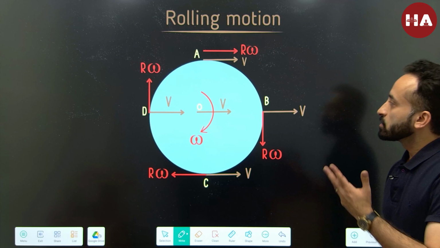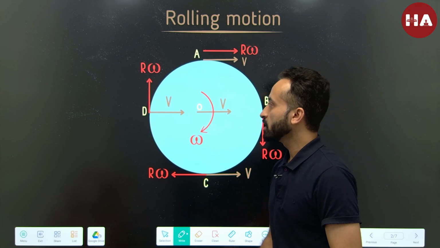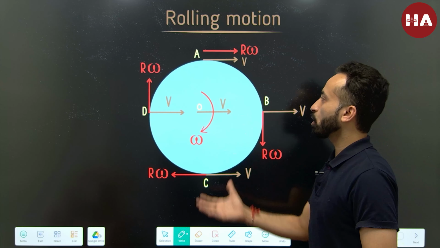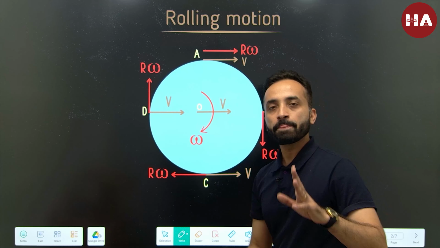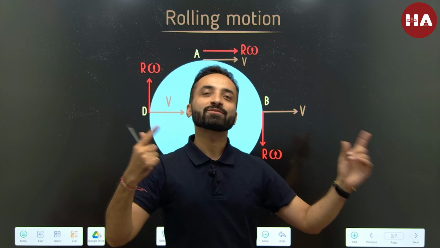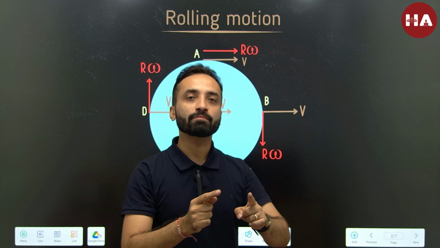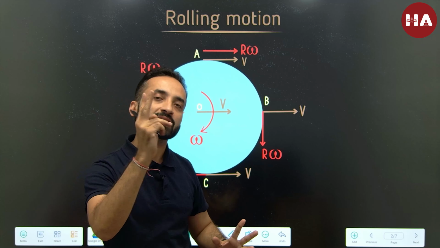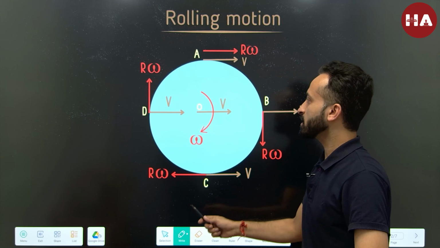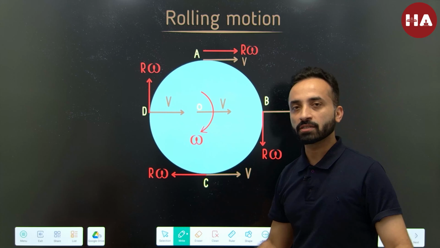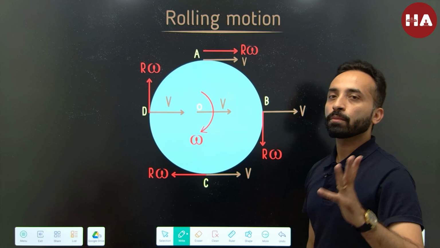Next, let's now do a little more detailed analysis of this. So you can clearly see that there is a combination of two types of motion, velocity and angular velocity, and because of that all the points on the object will have these two motions combined. Let's see how. So for simplicity, I've considered 4 points here. This is A, B, C and D. A is the topmost point.